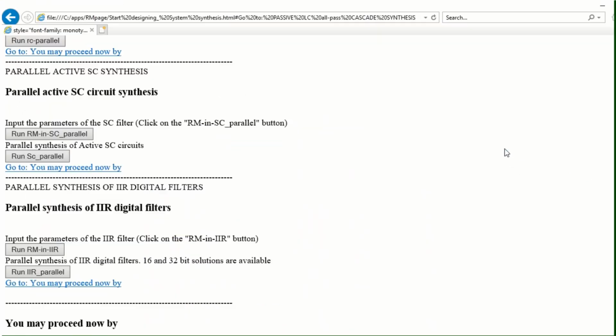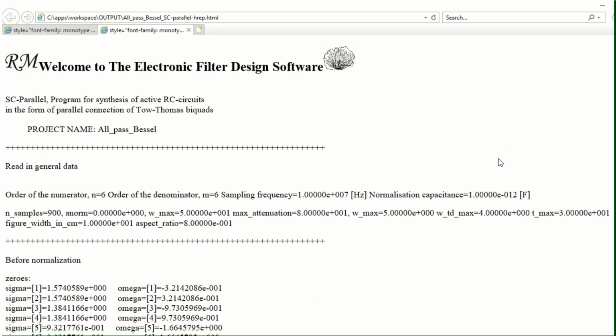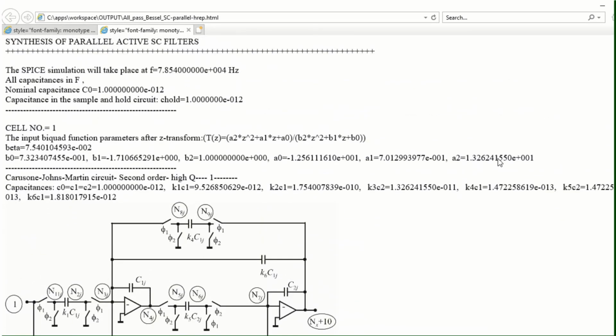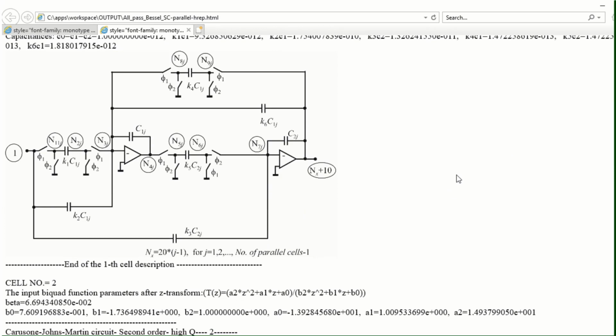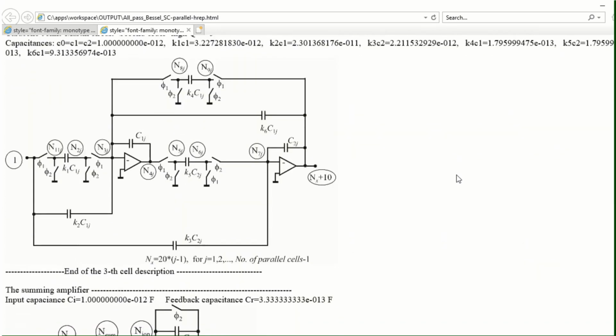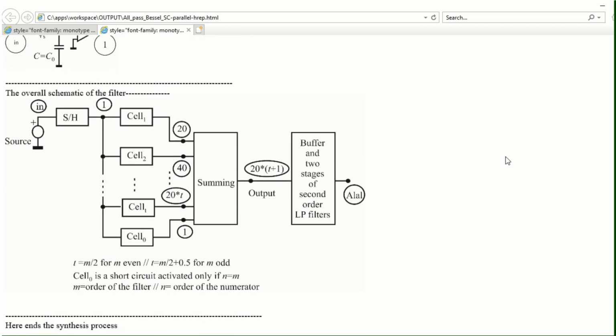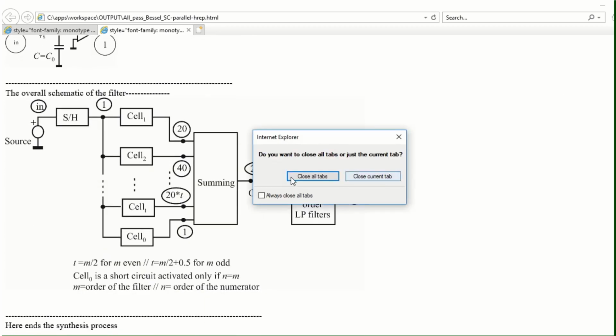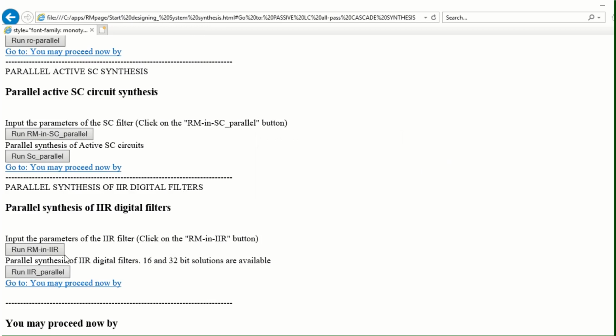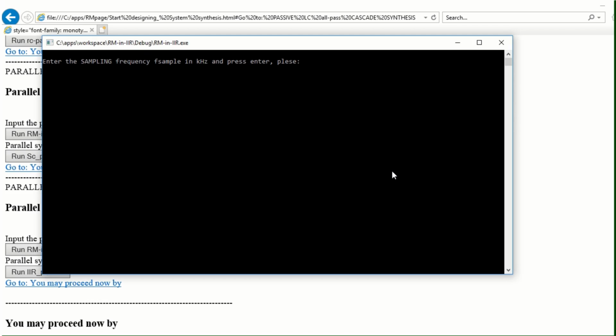And here is the structure, which is similar to the parallel. RC is the same always, summing and so on and so on. And then we will go for the digital.